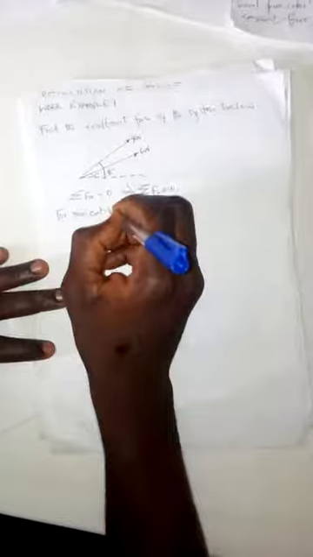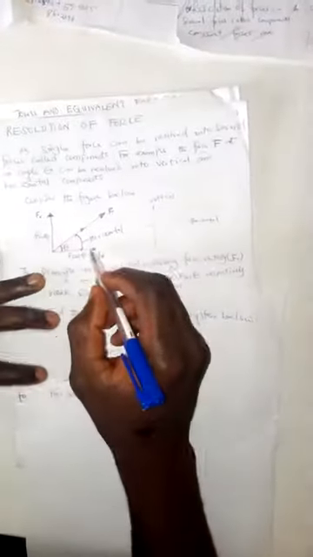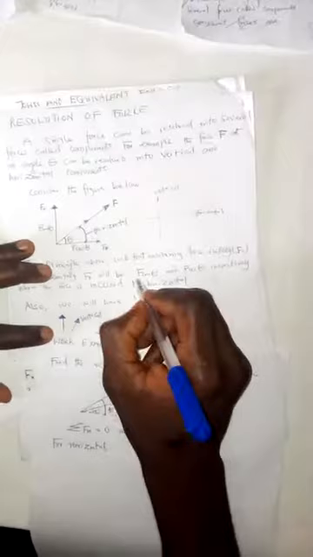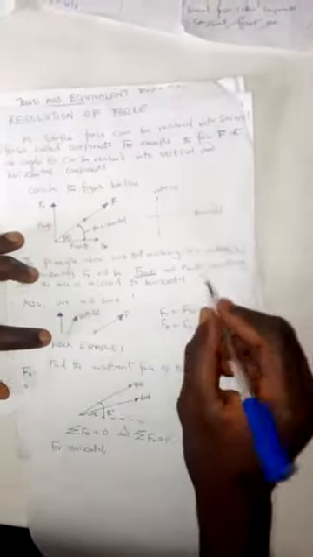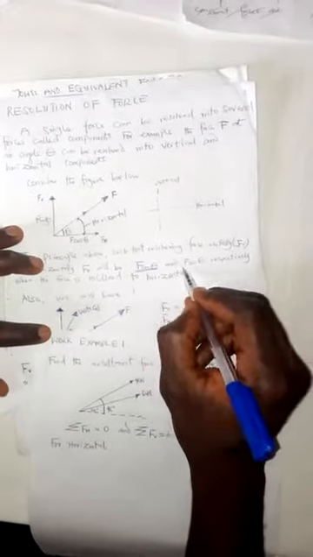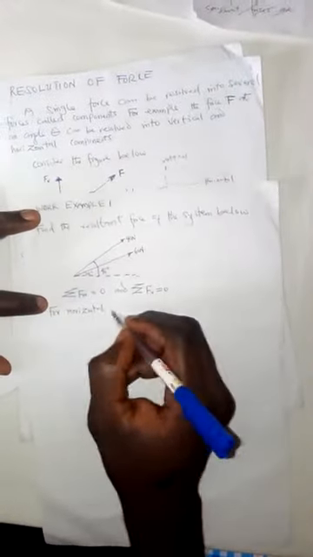Now let's take it horizontally. For horizontal, we recall from the previous explanation that if it's inclined to the horizontal, we have something like F sine theta for vertical and F cos theta for horizontal, as the case may be.